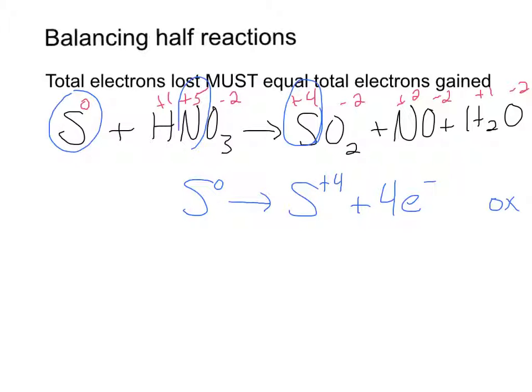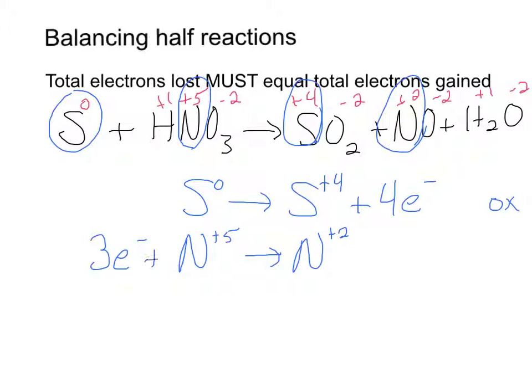The nitrogen is going from +5 to +2. So now I have N +5 yields N +2. The difference between +5 and +2 is 3, and that's going to have to go on the reactant side, which would be reduction. Now the problem we have here is I have 3 electrons being gained and 4 electrons being lost. All of the electrons have to go somewhere, and the totals must be equal.